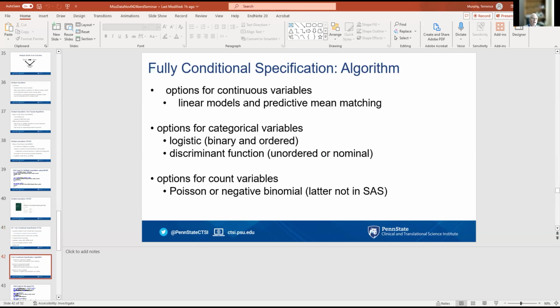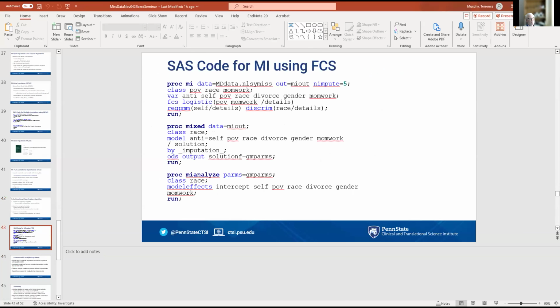It allows you to pick a couple different options when you're imputing continuous variables. You can do predictive mean matching or linear models. For categorical variables, you can do logistic and discriminant analysis. And you can use Poisson. SAS only has Poisson. It doesn't have the negative binomial, but some other packages do.